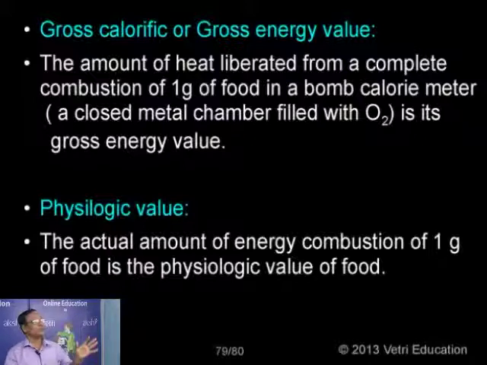The amount of heat liberated from a complete combustion of 1 gram of food in a bomb calorimeter, outside the body in an experimental setup, is called gross energy value. Now in contrast to this, we have another value called physiologic value. The physiologic value is always different from the gross calorie value or gross energy value.